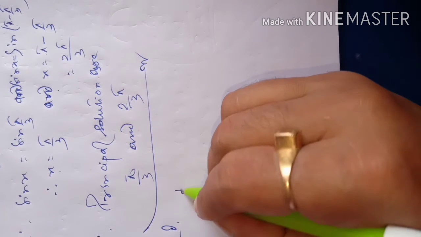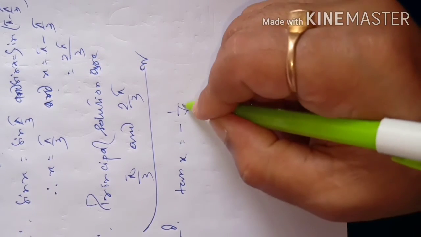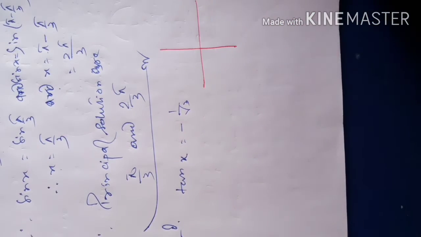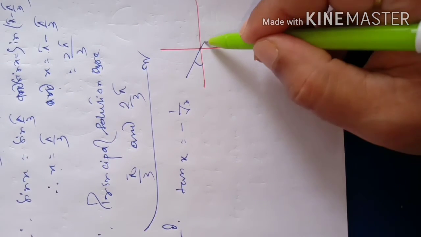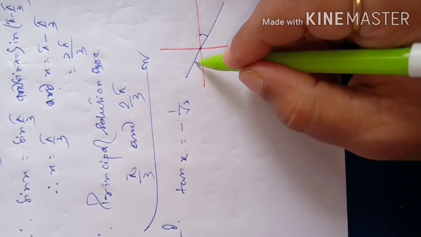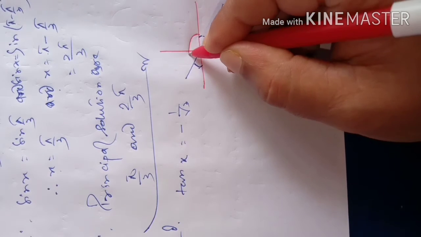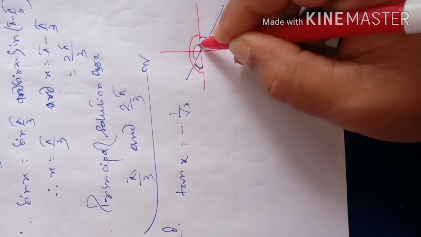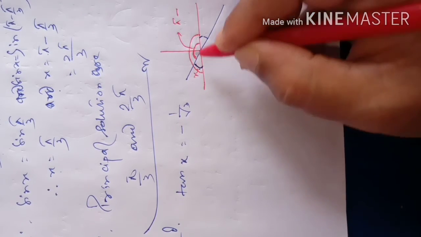Another question I am taking: say tan x is given as minus 1 by root 3. Now see, tan is negative in which quadrant? Tan is negative in the second quadrant, for some angle here, and tan is negative in the fourth quadrant, for some angle here. So dear students, just think about this angle. How much is this angle? If we measure in the positive direction, it is pi minus this one. This angle we are talking about is pi minus x.